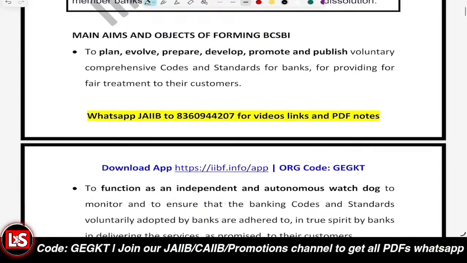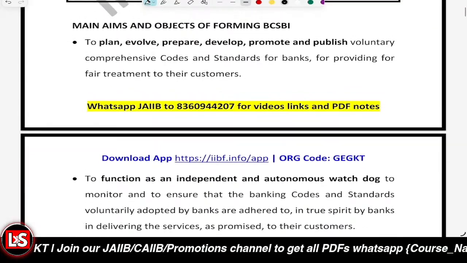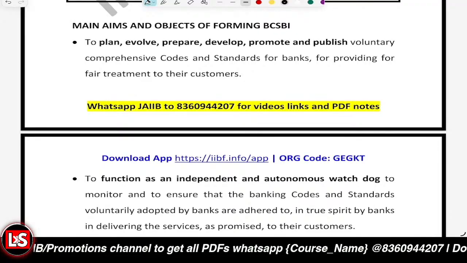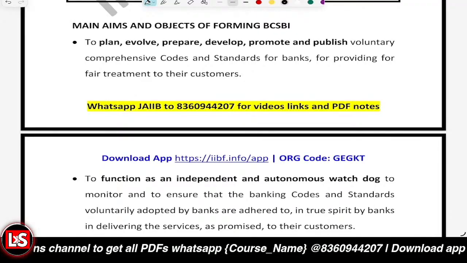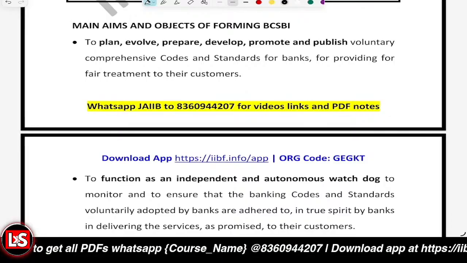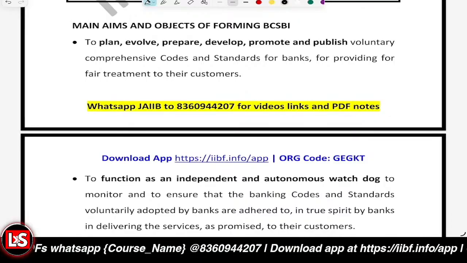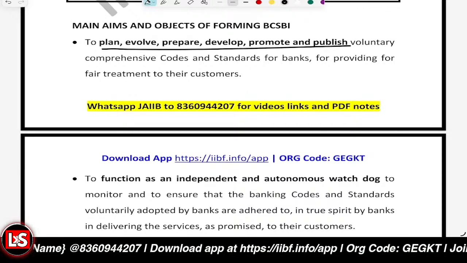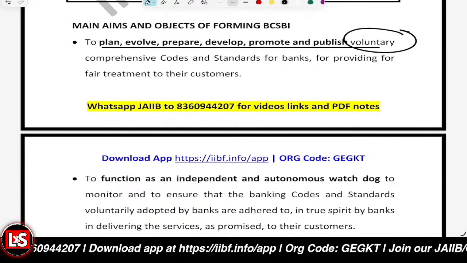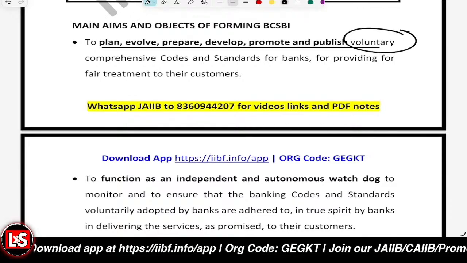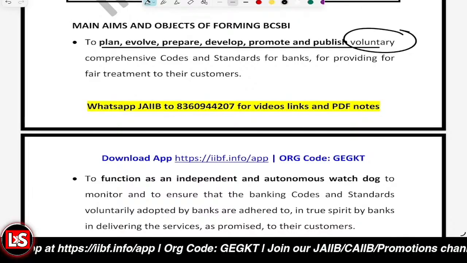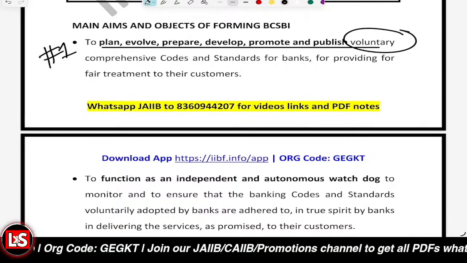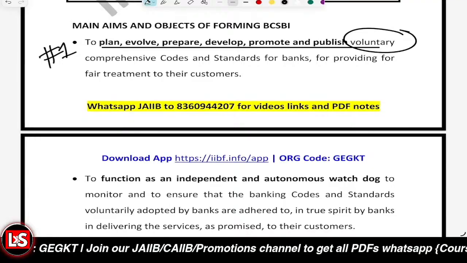Okay. Now let's have a look at the main aims and objectives. Why were these formed? Why was the BCSB there? The first thing was to formulate and publish voluntary codes. Why were the voluntary comprehensive codes required? Standards were required for the fair treatment of the customers. So first thing first, it's related to developing the banking codes, right?